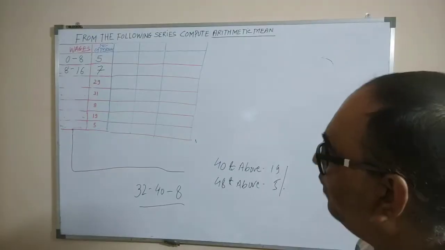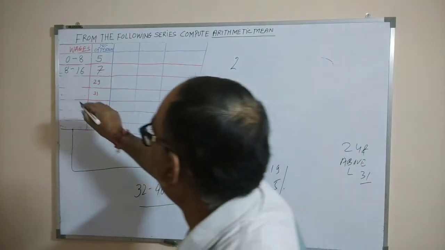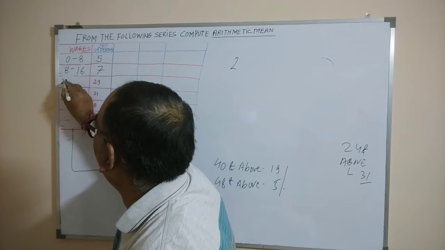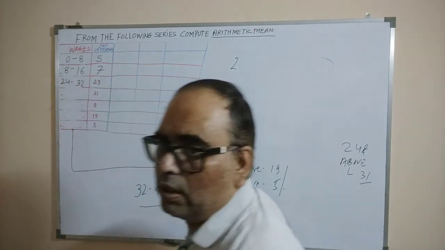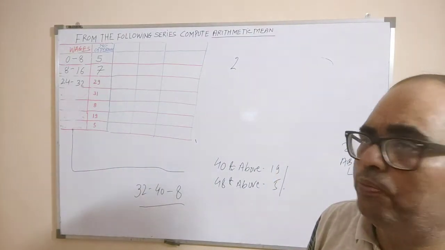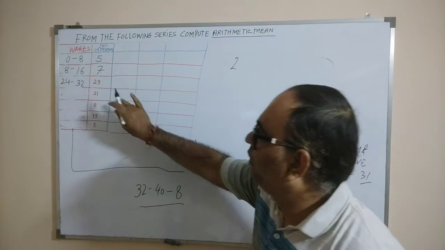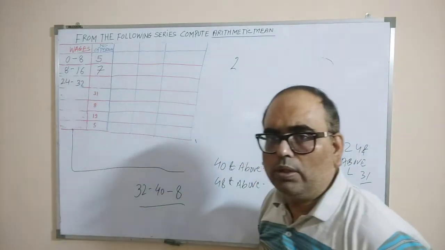we have to find out how many persons are getting 24 to 32 rupee wages. How many persons are getting 24 rupees to 32 rupees wages? We leave it for a while. We will calculate it later, let's leave it for a little while.